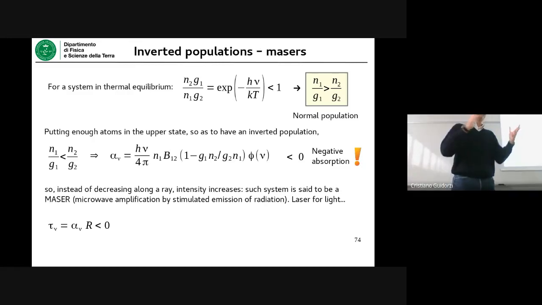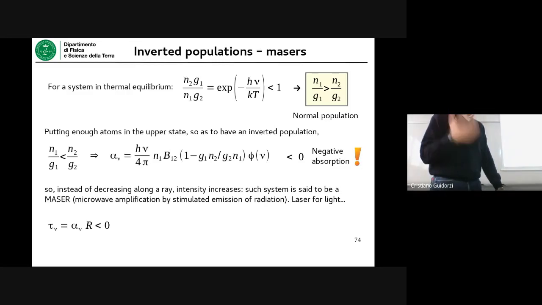It's so beautiful, this result. I really, my voice just stopped working. So working out the corresponding optical depth, you see optical depth, absorption coefficient times the size of the source. Since alpha nu is negative, also the optical depth becomes negative. So it does make sense. It's not meaningless.